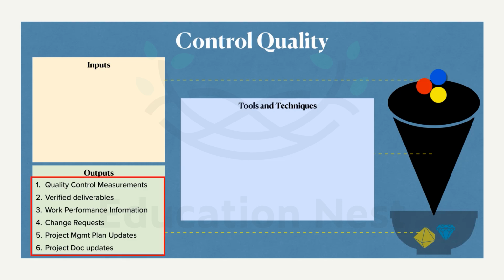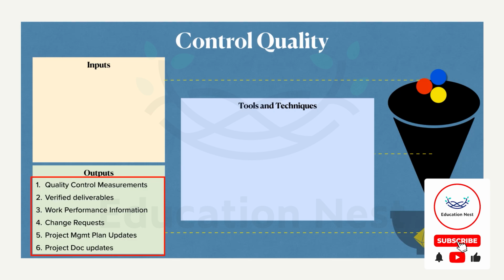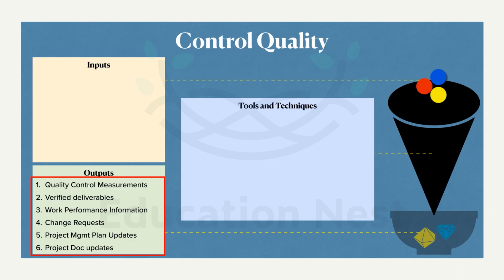What do we have to do? We have to control the quality measurements. So this is nothing but the documented results of the quality control activities. Verified deliverables: all the requested deliverables reported after the suitable inspections. Work performance information: this is about how the product has performed, how many rejections happened, what corrective actions were implemented. The change requests are recorded after the process is done, and then the project management plan and project documents are updated.